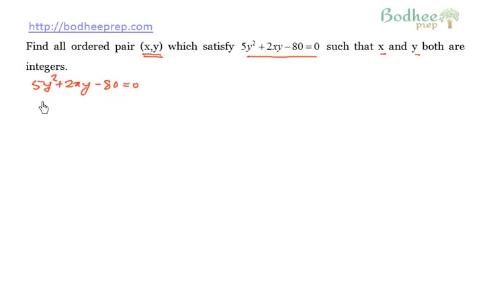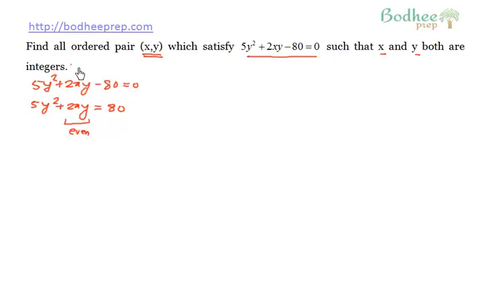So for simplicity, I'm modifying the equation. I can write it as 5y² + 2xy = 80. So this is the LHS part, this is the RHS part. Now I'll make a certain kind of observation here. If you observe the second term, that is 2xy, it will always be even irrespective of what values of x and y we take.